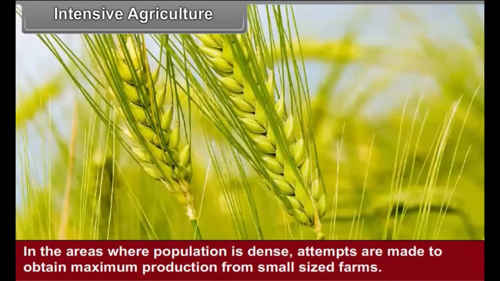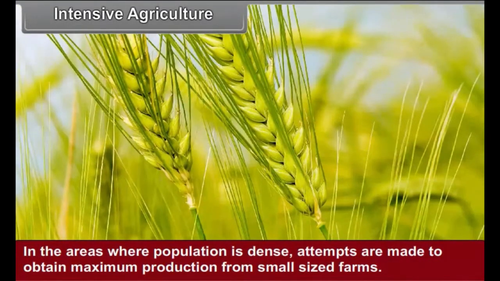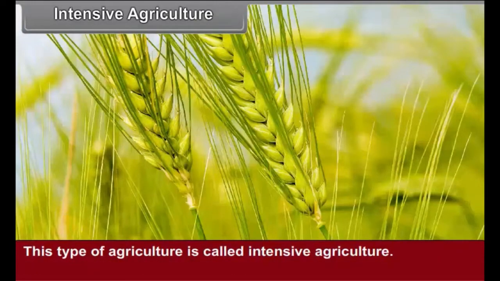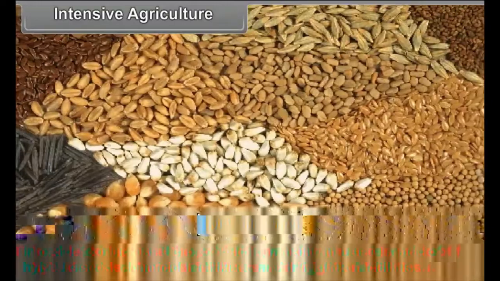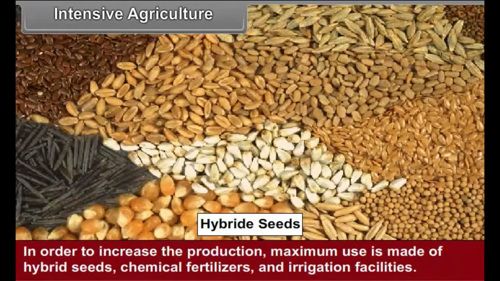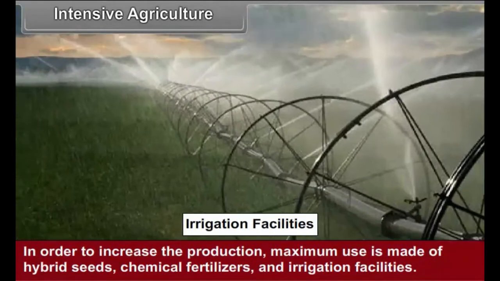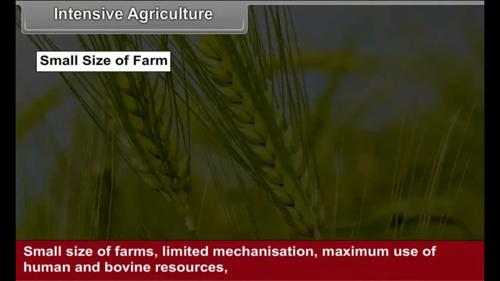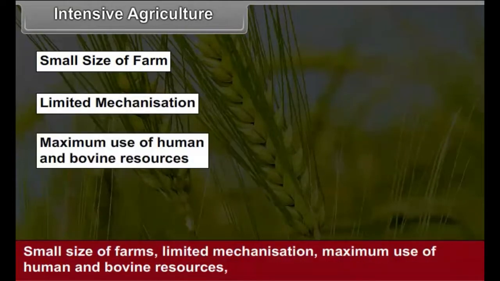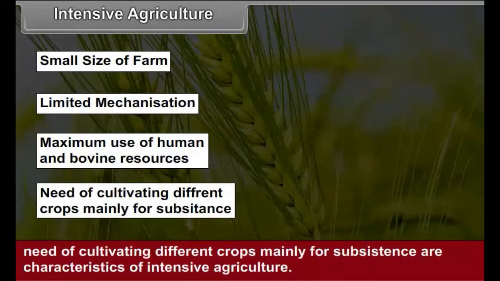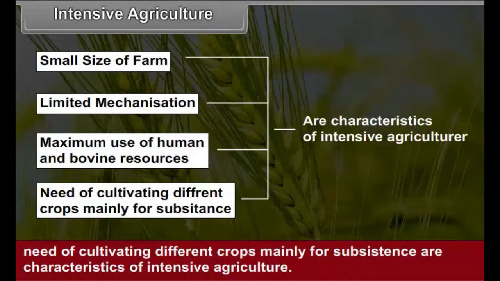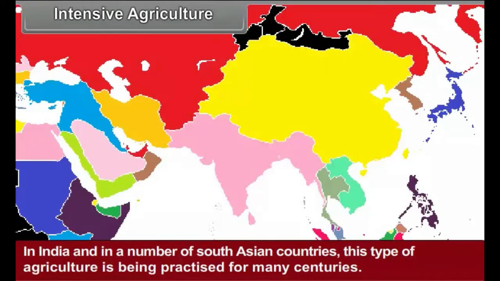Intensive agriculture. In the areas where population is dense, attempts are made to obtain maximum production from small-sized farms. This type of agriculture is called intensive agriculture. In order to increase the production, maximum use is made of hybrid seeds, chemical fertilizers and irrigation facilities. Small size of farms, limited mechanization, maximum use of human and bovine resources, need of cultivating different crops mainly for subsistence are characteristics of intensive agriculture. In India and in a number of South Asian countries, this type of agriculture is being practiced for many centuries.